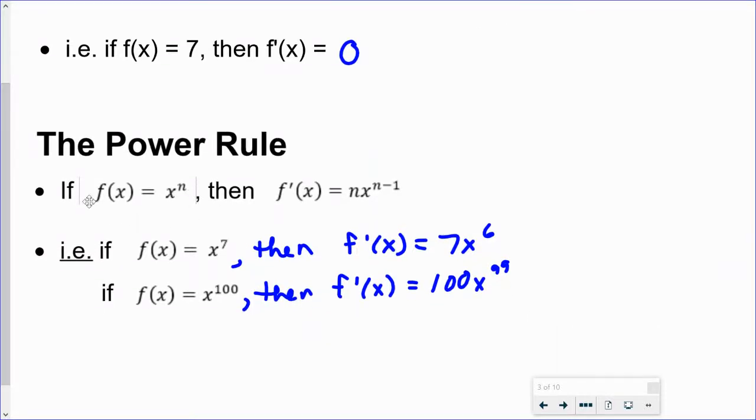The power rule is going to be very important. We're going to use this one quite a bit. If we have a function with x to the exponent n, then the derivative is always n times x to the exponent n minus 1. So imagine dropping this exponent in front as a factor and reducing the exponent by 1. So if f of x equals x to the 7, then the derivative would be 7x to the 6. If f of x is x to the 100, then the derivative would be 100x to the 99. Drop the 100, keep the x, reduce the exponent.